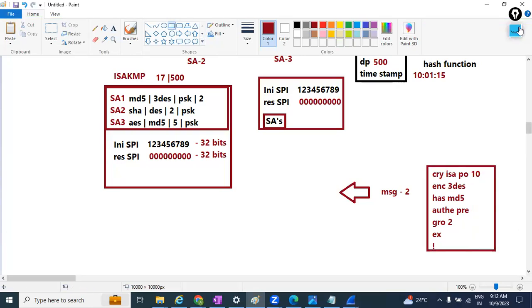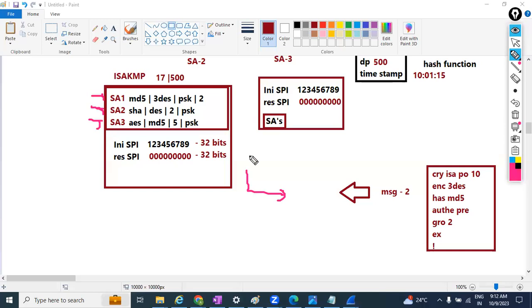1. So once the responder receives message number 1, in that we have 3 options, SA1, SA2, SA3. So it's going to be compared with that. Okay, I do support 3DES. Is there any 3DES option? 3DES option is there. Second, MD5 is there. Pre-shared is there, PSK we have. Group number 2 we have, group number 2 we have.